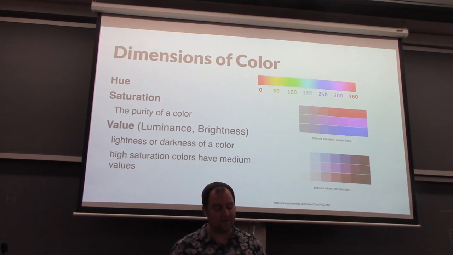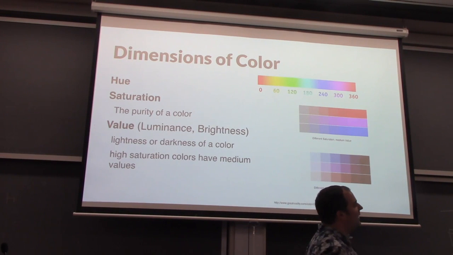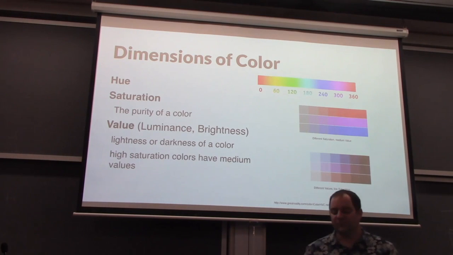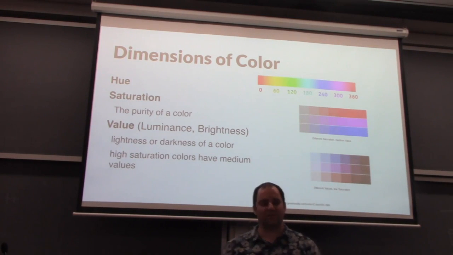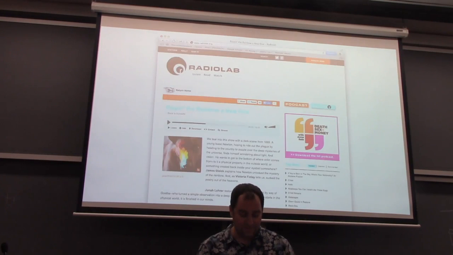So high saturation colors have medium values. What you really need to remember here is that there is a difference between hue and another component that essentially shows us something like the strength of the color.